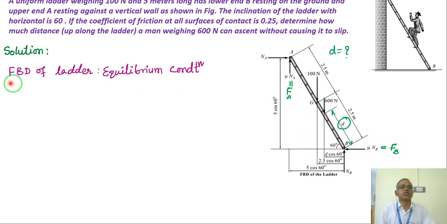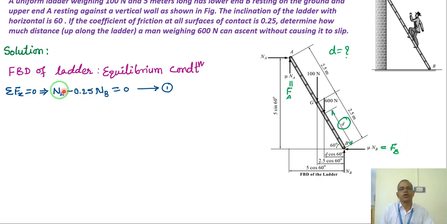So summation Fx equals 0, taking the ladder, very simple. In all the ladder problems, we have only 3 equations and finish, you get full marks for the problem. Summation Fx equal to 0, that means all the forces in the x direction. What is that? NA is there, x direction, and FB is there. That's all, only 2 forces. NA plus mu times NB, which is FB, right. So mu is given to me as 0.25, I use 0.25 NB equal to 0.